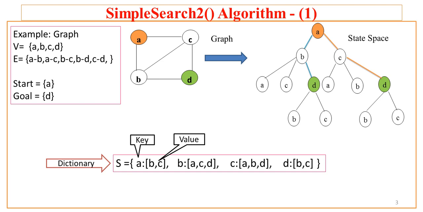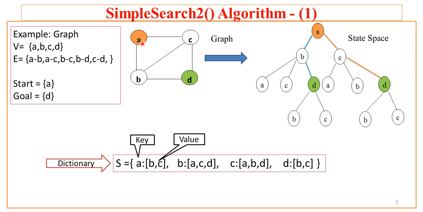Before getting into the implementation of simple search 2, let us see the graph on which the algorithm operates. Here is the graph having 4 nodes A, B, C, D. It has the set of edges like A to B, B to C, A to C, C to D and B to D. It is also given the start and the goal node, maintained as a list like start and goal. A is the start and D is the goal.